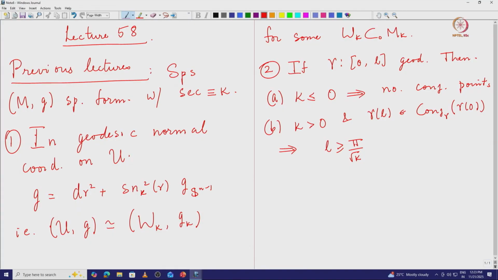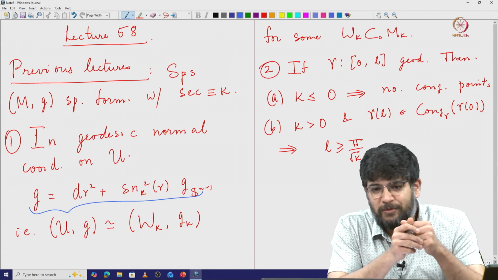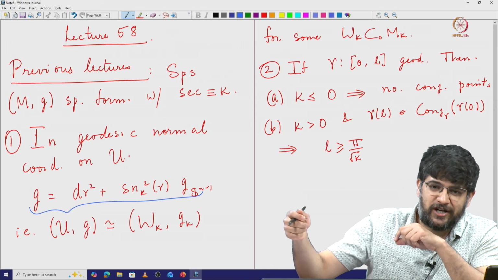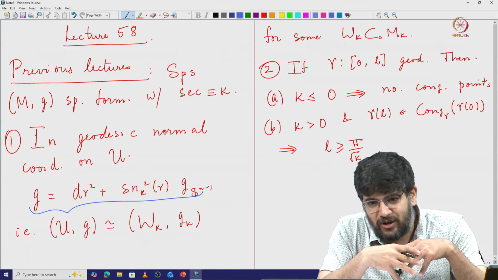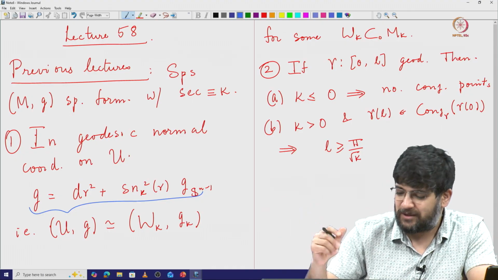Let us say Mg is a space form with sectional curvature identically kappa. Then the first main ingredient was that in geodesic normal coordinates one can write a polar coordinate expansion of the metric. As a consequence, this geodesic normal neighborhood is actually isometric to some neighborhood in the model space. So here we already get some sort of local isometry of the space form with the model space.